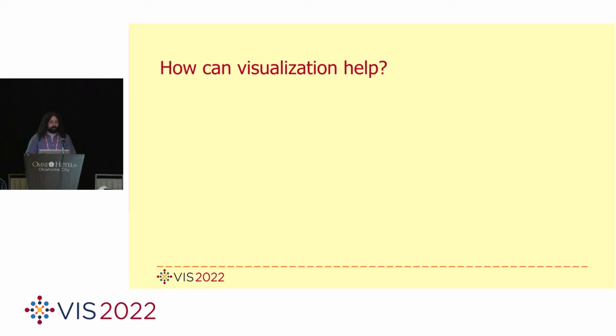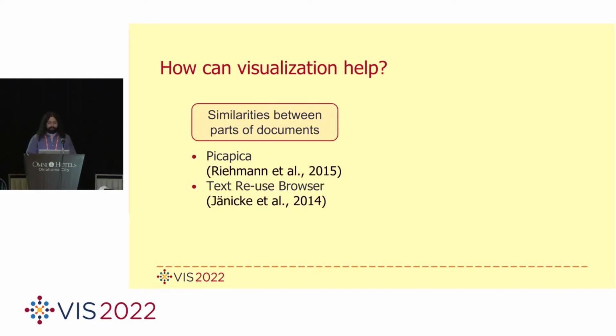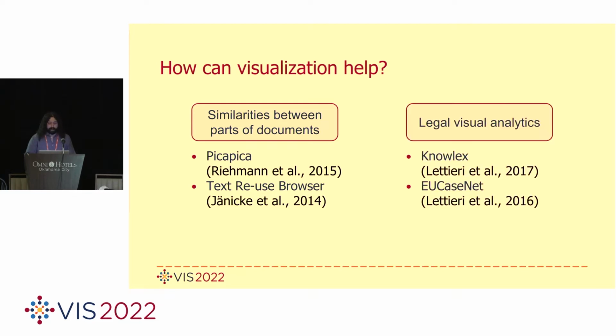Among the ways to explore legal data with visualization, two approaches stand out. The first one is to visualize the similarity between parts of documents. Examples from literature include Pika and Text Reuse Browser, visual analytic tools that highlight similarities between texts in different domains. A more general approach is visual analytics applied to legal data. Examples from literature include NOLEX and EU CaseNet, which allow visual exploration of legal documents in the Italian and European contexts.